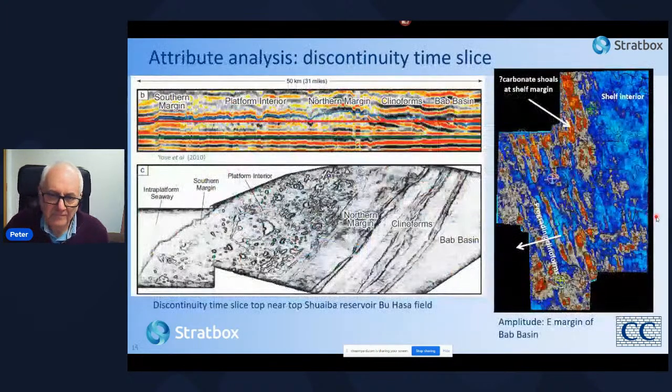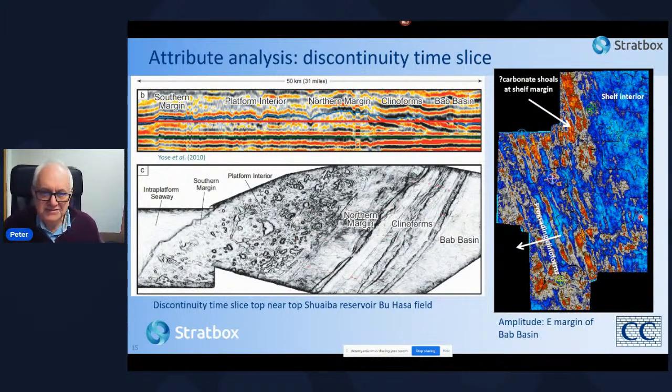Now, I mentioned that the details of the evolution of the carbonate systems surrounding the Bab Basin and within the Bab Basin can be nicely imaged on seismic. And this is a publication from USA et al. 2010. It shows very nicely the much higher order response of the carbonate system than what we can capture on the paleogeographic maps, which are third order level. This is a time slice from near top Shuaiba Reservoir in the Bu Hasa field.